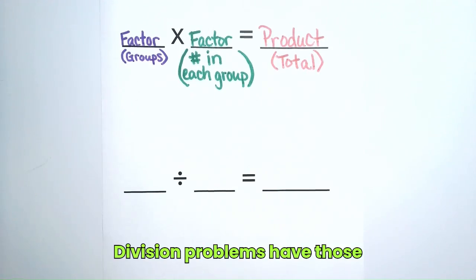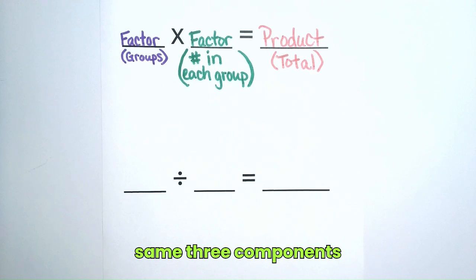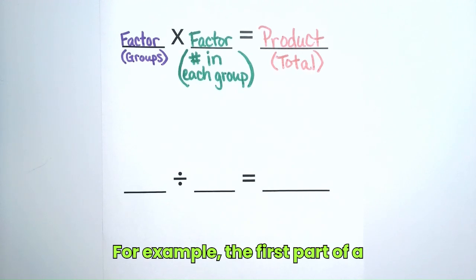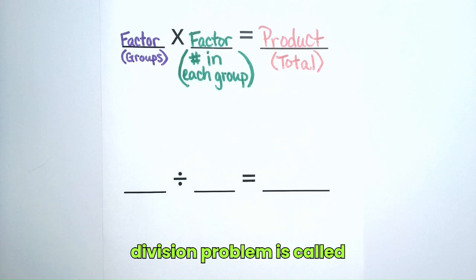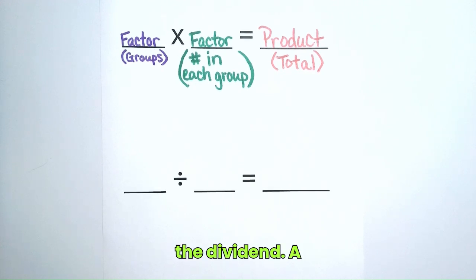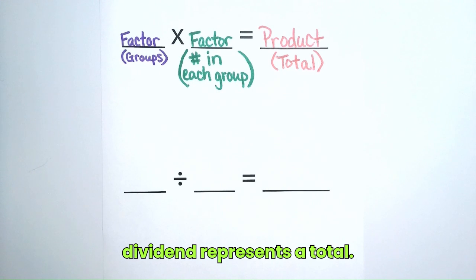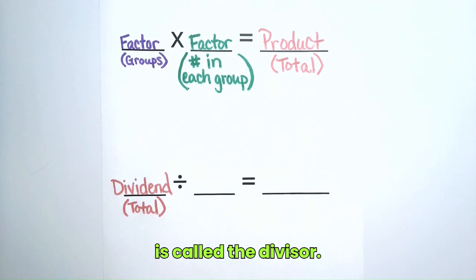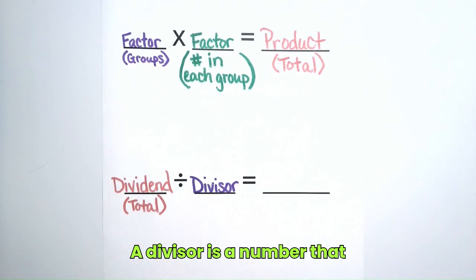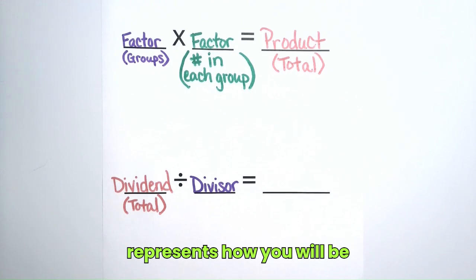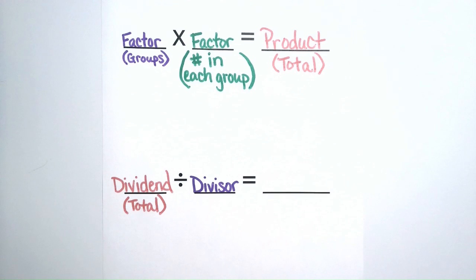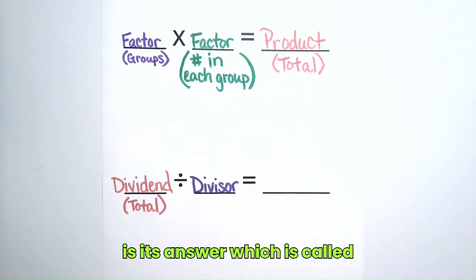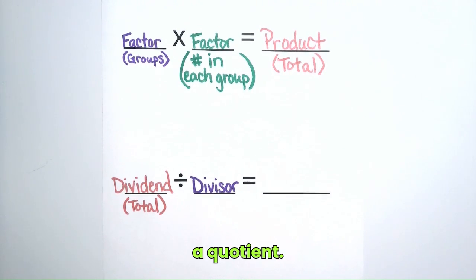Division problems have those same three components, just with different names. For example, the first part of a division problem is called the dividend. A dividend represents a total. The second number in a division problem is called the divisor. A divisor is a number that represents how you will be dividing the total. The last portion of a division problem is its answer, which is called a quotient.